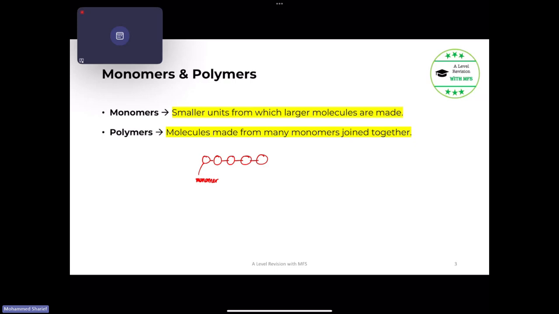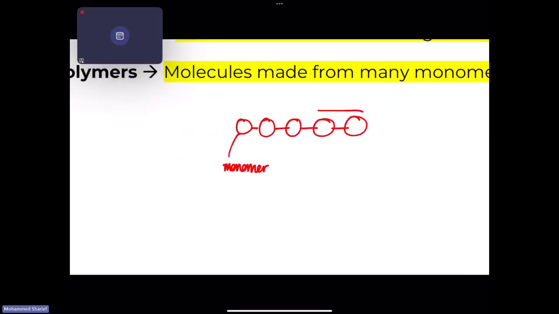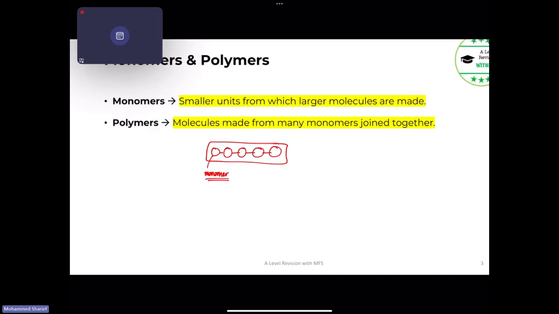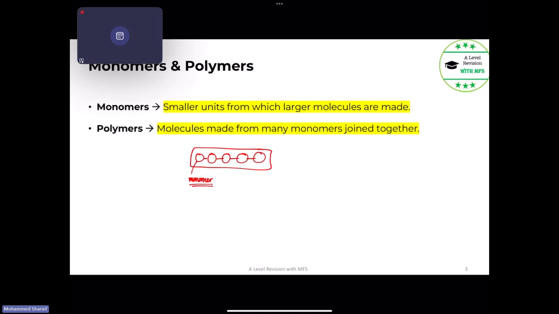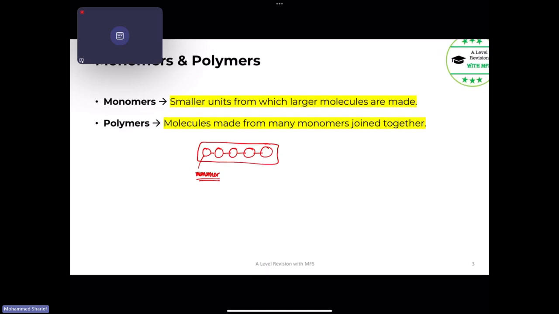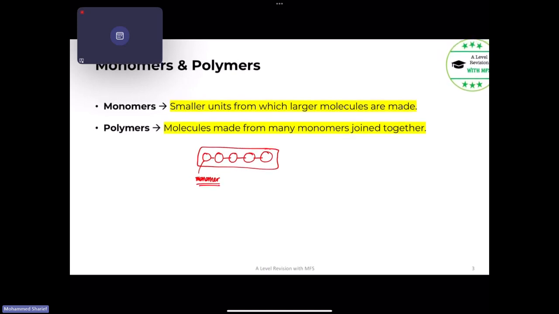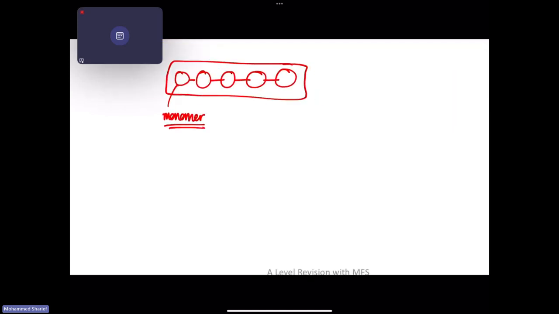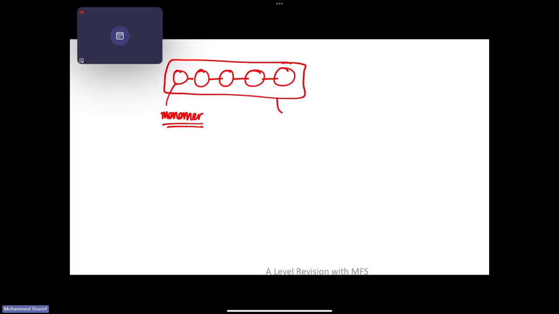Okay, and as you can see, this is sort of a big chain, and each unit in this chain is known as a monomer. Now, in terms of the definition, this is literally what the spec says. The highlighted part is what the spec says. So that's the part which you need to know. Okay, and then polymers is literally the opposite. The polymer word is referring to this whole structure itself. So this whole structure is the polymer.